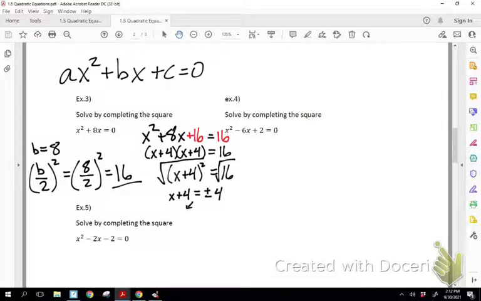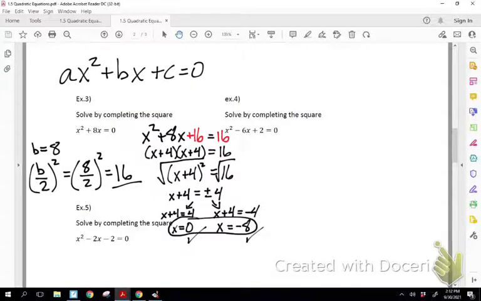So we have one equation that says x plus 4 equals positive 4. Subtract a 4, and we get 0. I have another solution that says negative 4. Subtract a 4, and we get negative 8. Plug in 0, and I get 0 plus 0 equals 0. So that checks out. Plug in negative 8, and I get 64 minus 64, which is 0. We're done.